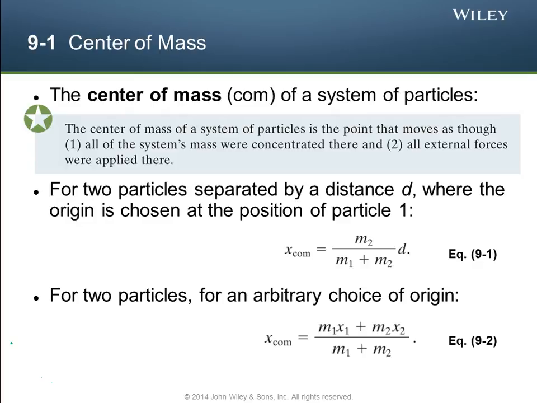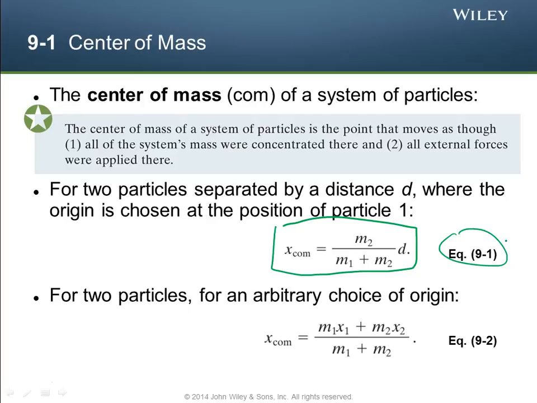So to calculate the center of mass, we have to look at it in different dimensions. So let's just start simply with one dimension and just two objects. If we have one dimension and two objects, we can calculate the center of mass using this equation, equation 9.1, where the center of mass is going to equal m2 divided by the sum of m1 and m2 times the distance that separates them. And you might ask, well, why is there only m2 and not m1? Well, basically what we're doing is we're taking one of the masses and making that our axis of rotation, and so there's no torque being applied by that mass.